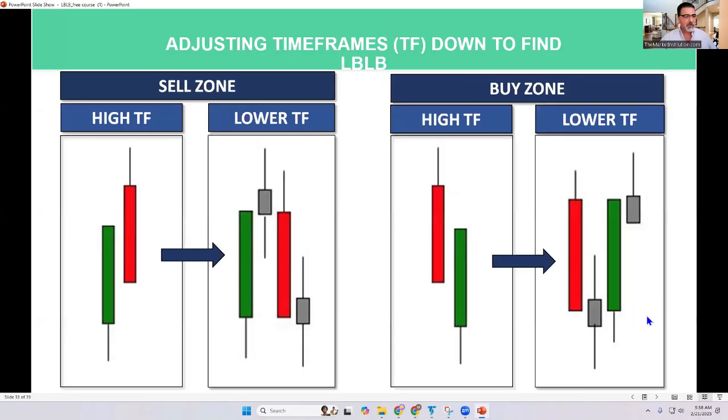On a higher time frame, we may have different candle patterns. What we are looking for as we drill down in time is to get to this very specific group of candles for a buy or sell zone.